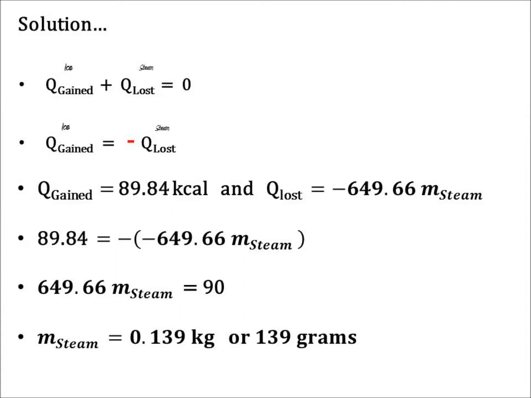So divide through, I'm rounding 89.84 to 90. Divide through by 649.66. You get mass of steam is 0.139 kilograms, or 139 grams. And that's the end of our problem.